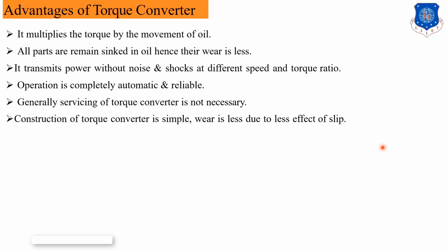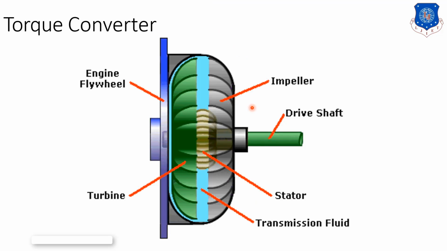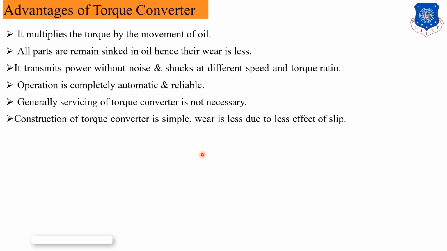Advantages of the torque converter: it multiplies the torque by movement of oil. That means the fluid which moves inside the torque converter with high speed or low speed multiplies the torque which we get from the engine. Okay, so torque is increased in multiples. All parts remain submerged in the oil. That means all the parts used in the torque converter are submerged in the oil.